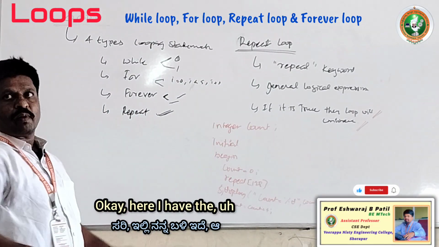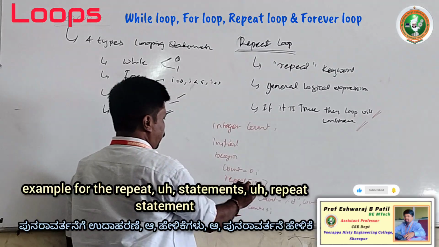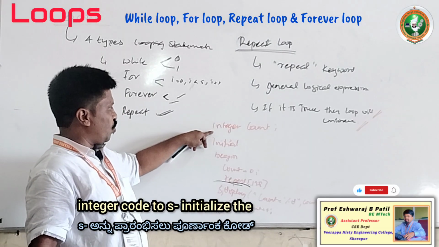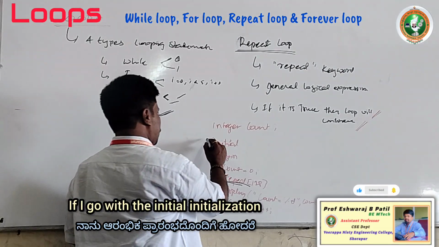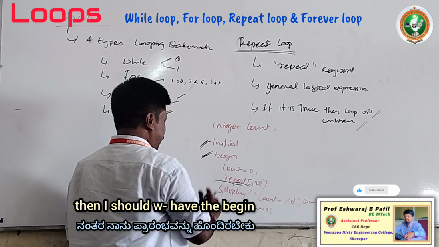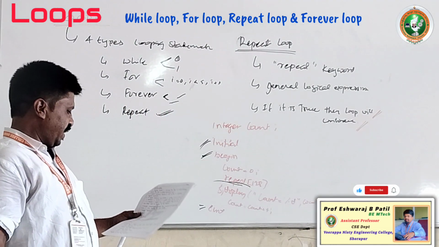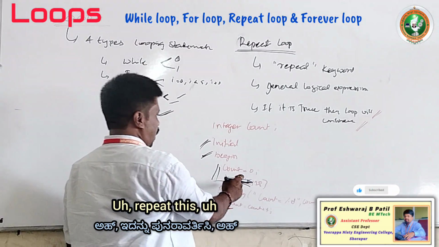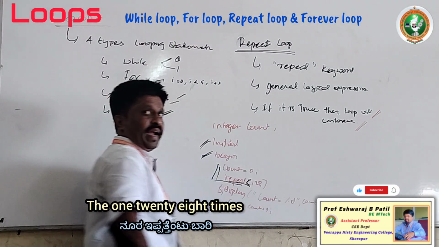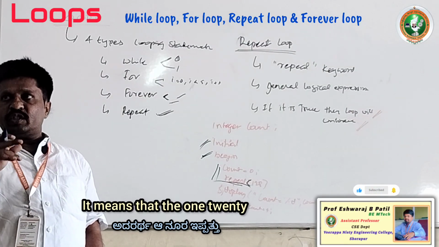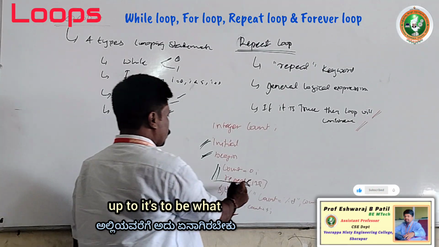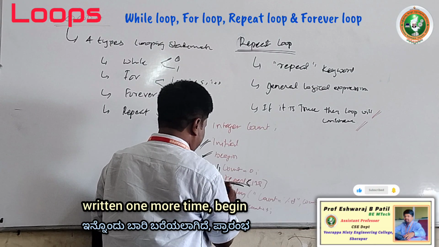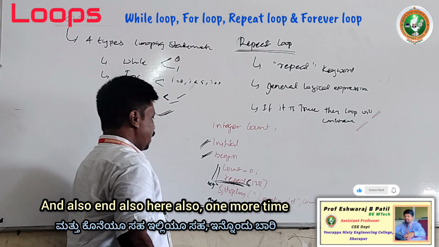Okay, here I have a small piece of code as an example for the repeat statement. Here I have an integer block, integer count is initialized. If I go with the initialization, then I should have begin and end itself. Then count equals 0. Repeat this incrementation up to 128 times. Then begin is written one more time, and end also one more time.